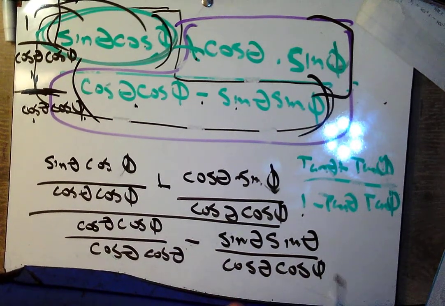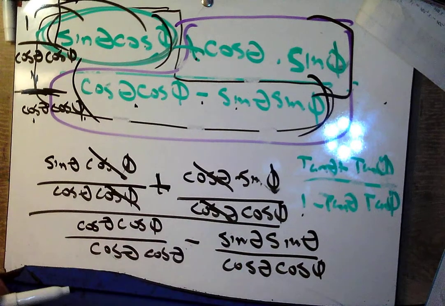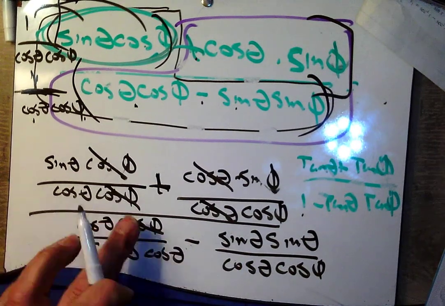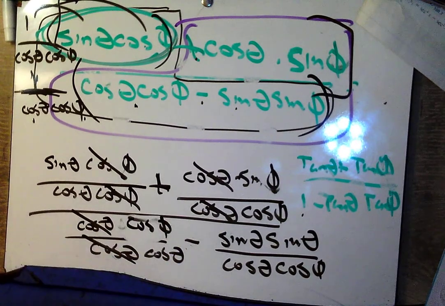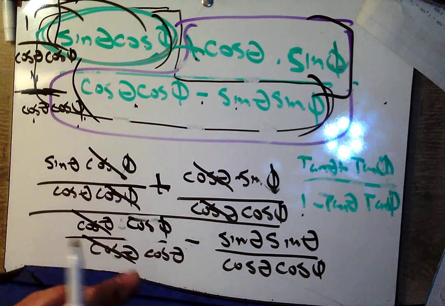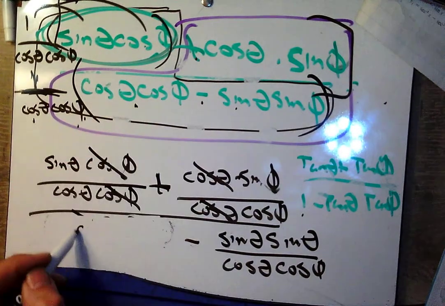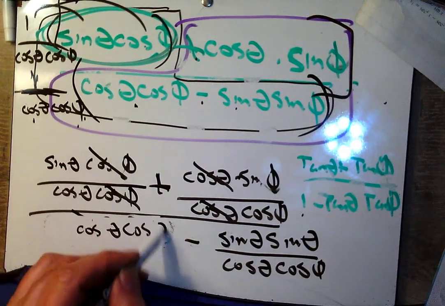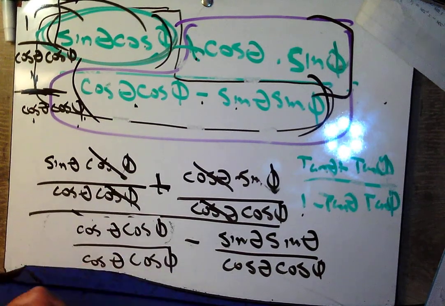Wow. Now what? Well, funny you should mention. These are the same. These are not the same. That's cosine phi, but these are the same. Sorry, I think there was a mistake there. I got this on top: cosine theta cosine phi over cosine theta cosine phi, right? These cancel, leaving me with 1.